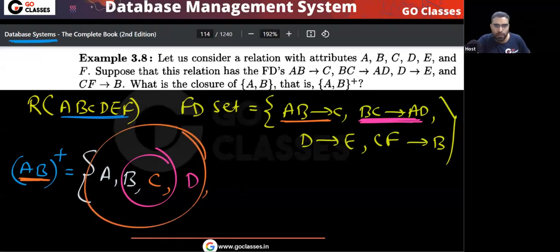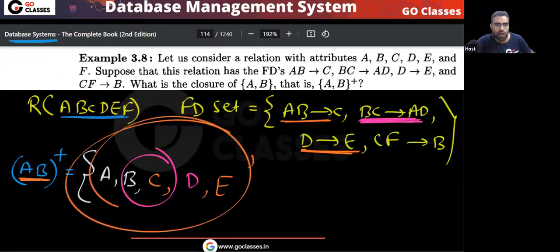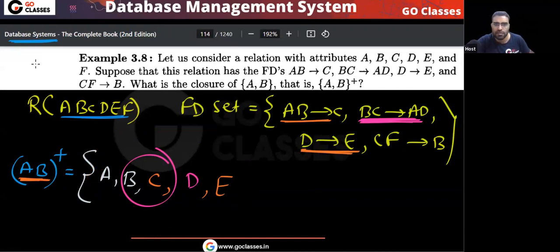Now what will these four people bring? Tell me. Now you can notice this D can bring E. So E also has come to the party. Yes or no? Now these five people, what can they bring? Can they bring F? No, they cannot bring F. Yes or no? They cannot bring F.